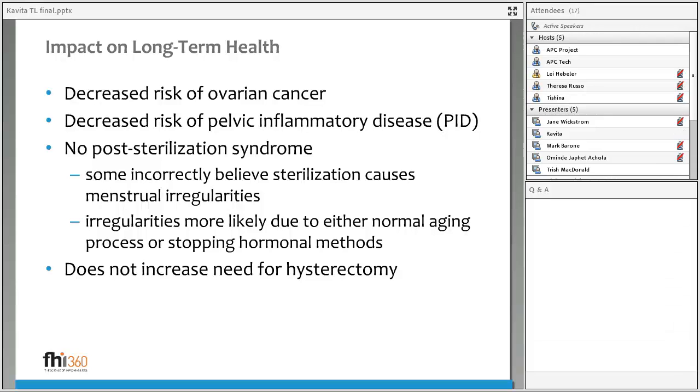And importantly, tubal ligation does not increase the need for hysterectomy.